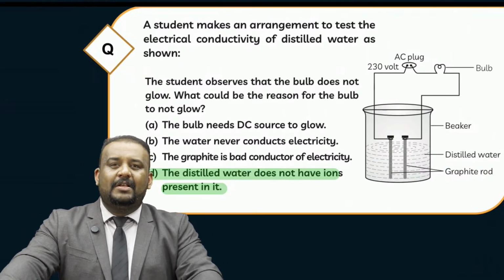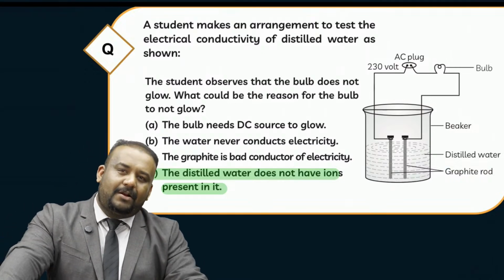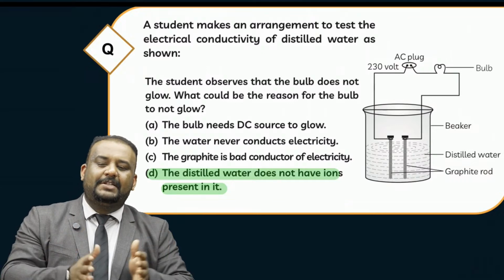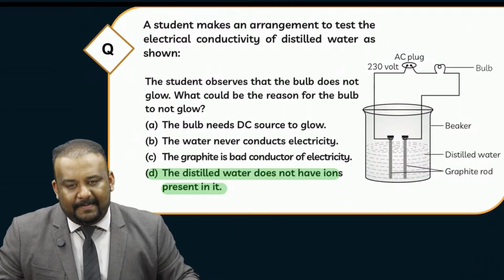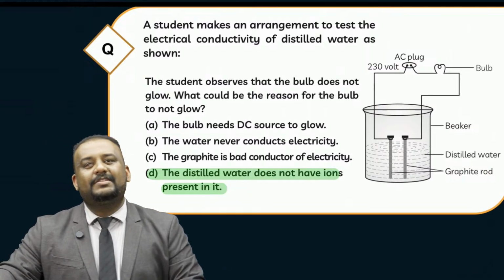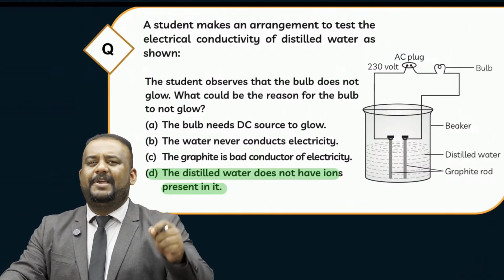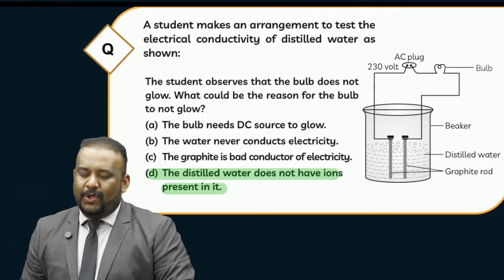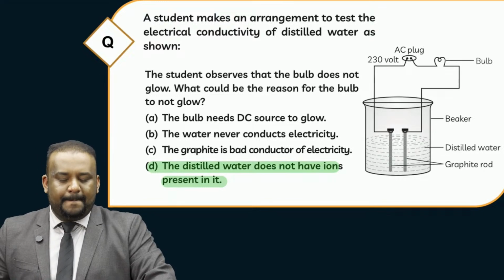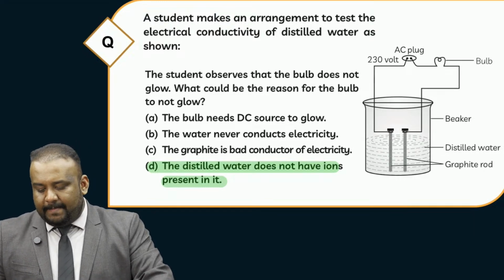Being a non-metal, since it has free electrons because of its special layered organization, graphite is a very good conductor of electricity. Okay, so that's not the reason. It is the problem with water, distilled water. You add a few drops of acid or base into it, the bulb will glow because ions will be furnished in this. Clear? Okay, great.